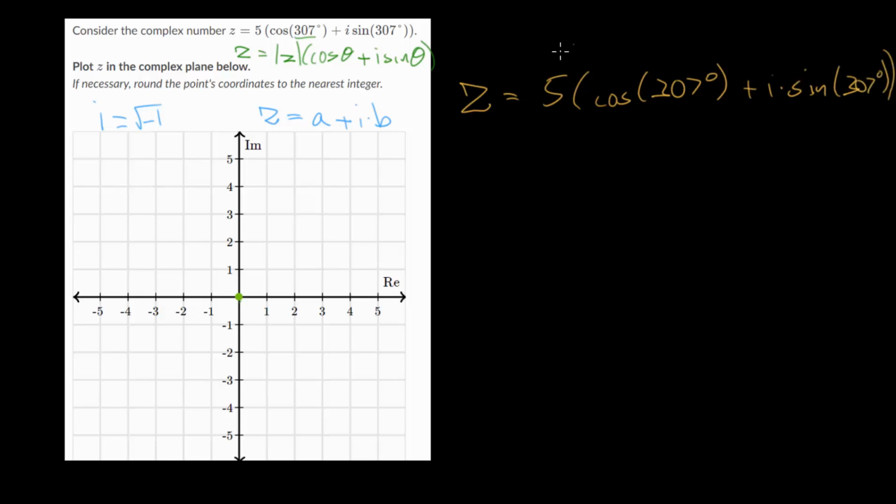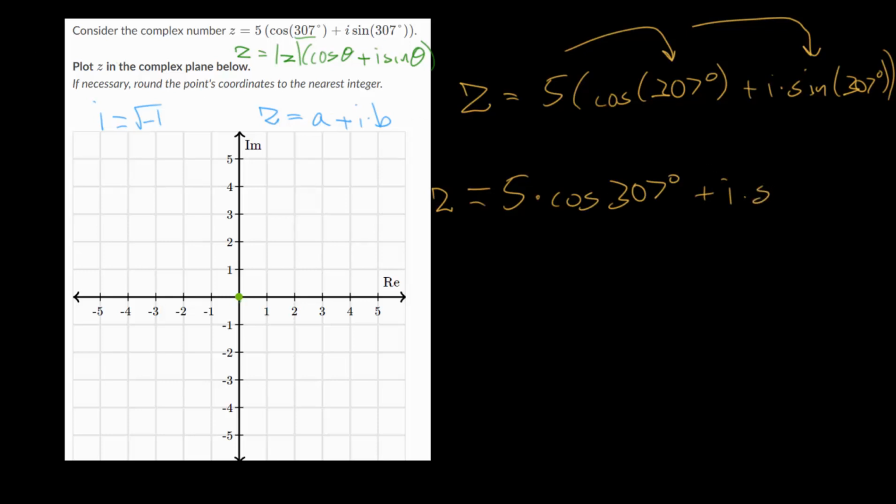And we will distribute the 5 to each of these. Remember, 5 is just the magnitude, the modulus or absolute value of the complex number. And this complex number z will be equal to 5 multiplied by the cosine of 307 plus i times 5 multiplied by the sine of 307 degrees. This part right here is our real part. It doesn't have i in it. And this part right here is our imaginary part. It does have the imaginary unit.